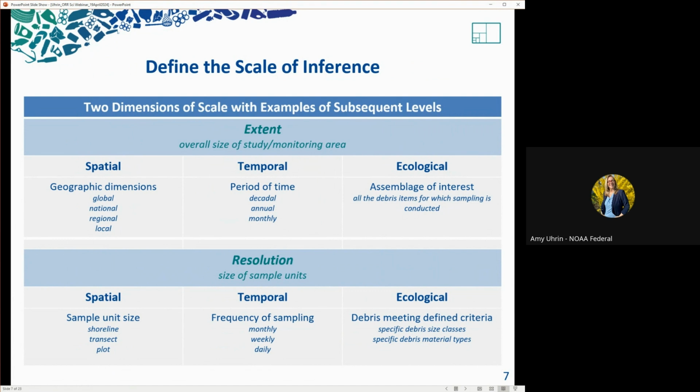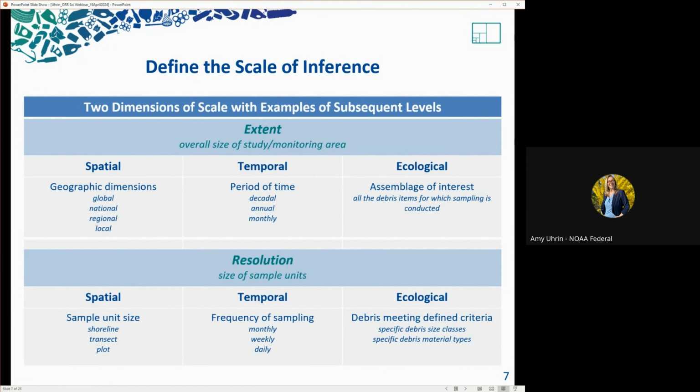So the spatial extent pretty much just means what are the geographic dimensions over which you're going to conduct your sampling or your monitoring. So these could be global, national, regional, it could be on the local level. Your temporal extent is then the period of time over which the sampling is to be conducted in more of the long term. So if you're thinking about debris change on shorelines and we want to talk about trend, are we thinking about decades? Are we thinking about something that's happening annually or something that's happening monthly?